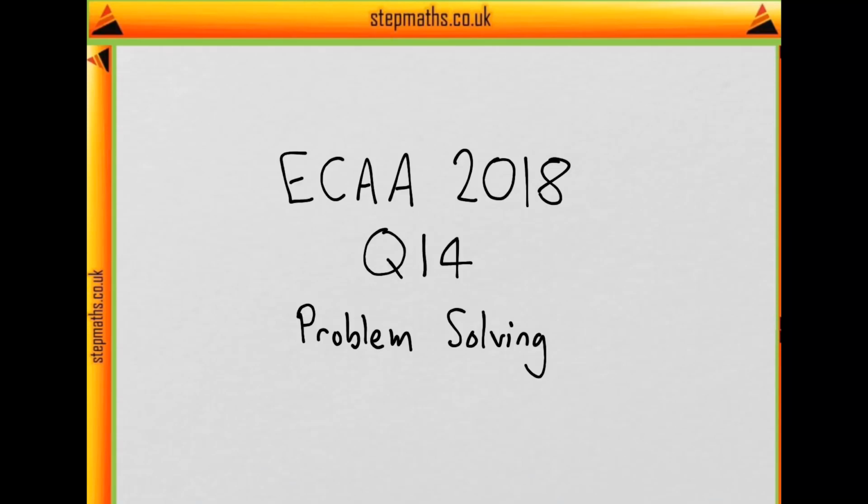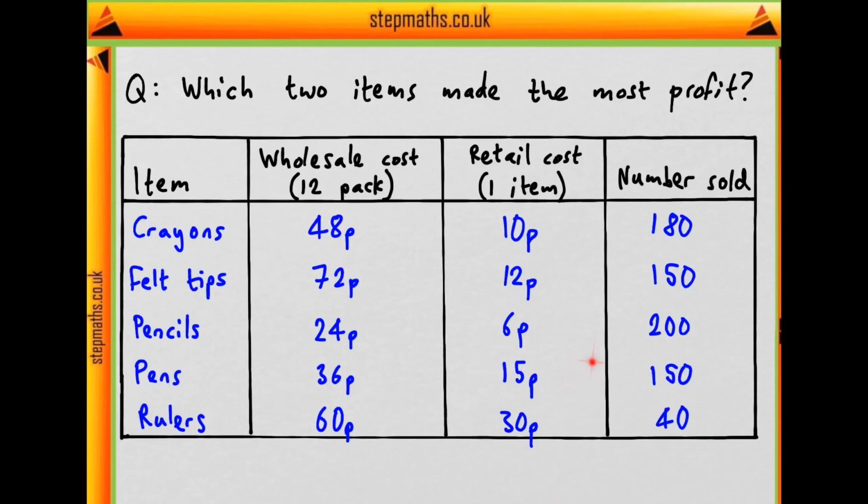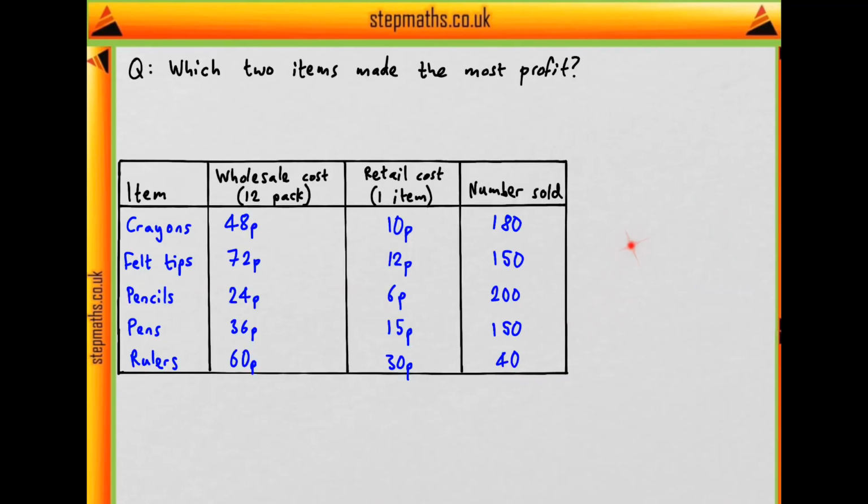This is question 14 on problem solving from the 2018 ECAA. So we're asked which two of these stationary items made the most profit. These are the items, and we're given their wholesale costs, but that's for a 12-pack, and then we're given the retail cost per item and the number sold after a week. So how can we go about this?